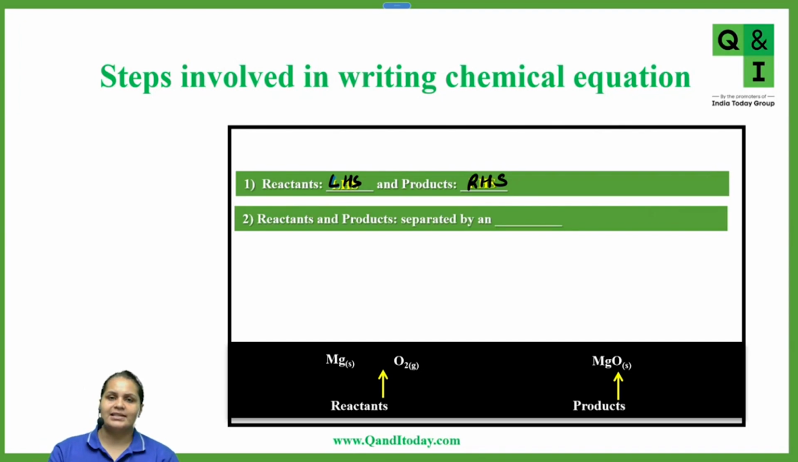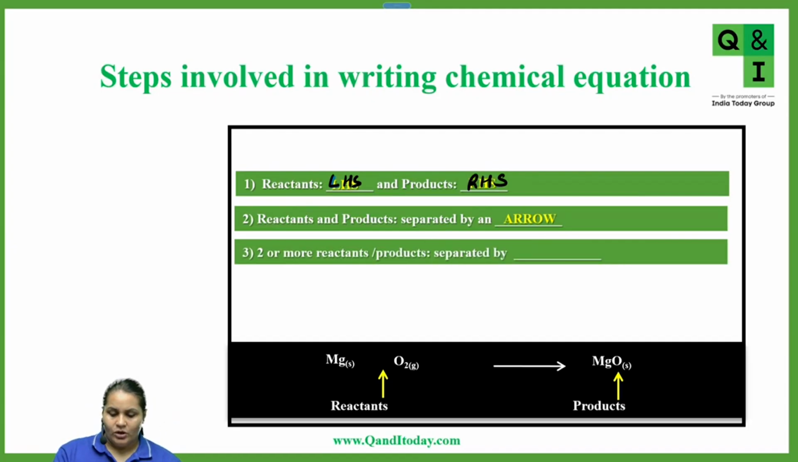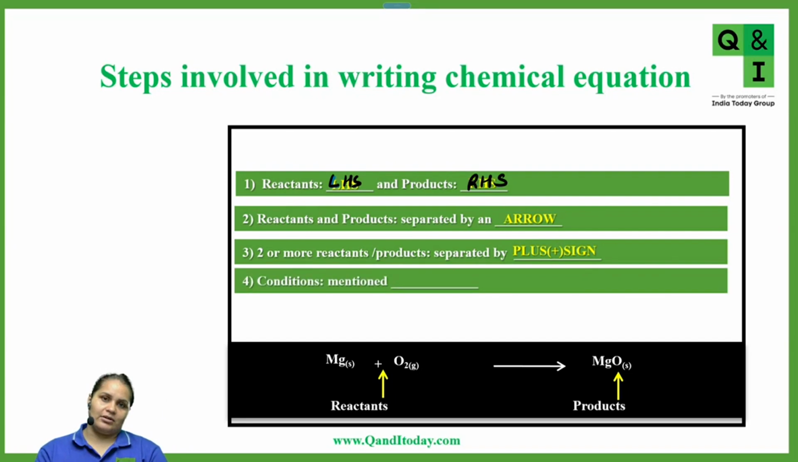Then reactants and products are separated by an arrow. Very good. Next, two or more reactants, or two or more products, they are separated by a plus sign. If you have more than one reactant or more than one product, they will be separated by a plus sign.